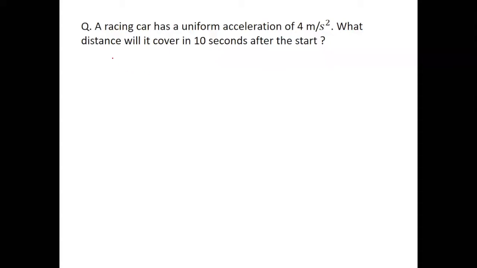So first, acceleration is 4 meter per second square. Okay. Time is given as 10 seconds, right? The car starts with uniform acceleration, what distance will it cover? After the start means u is 0 meter per second. And we have two formulas, and in this we use the second formula, because acceleration is given, u is given, and time is given. S is to be calculated.